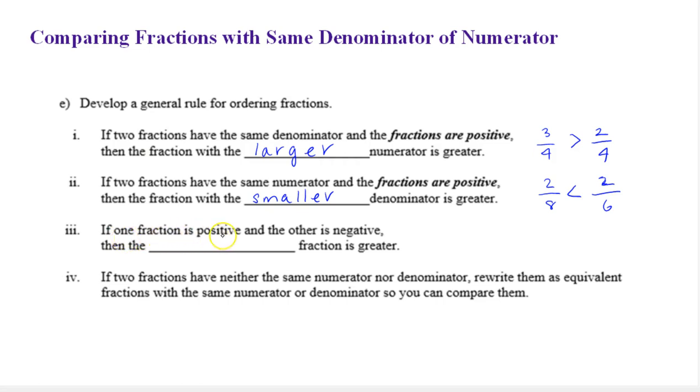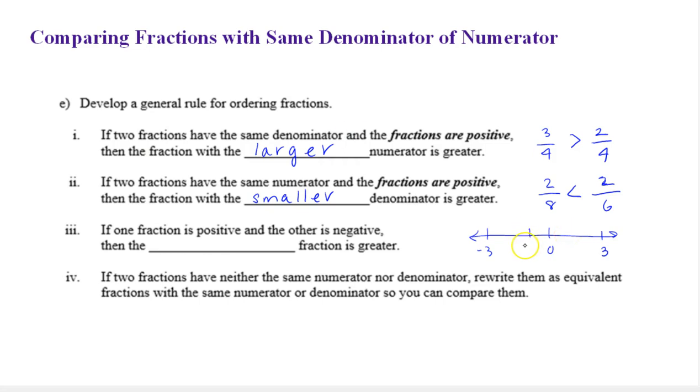If one fraction is positive and the other is negative, then the blank fraction is greater. So we saw this with integers. Let's just draw a number line. Say this is -3 and this is +3. 3 is greater than -3 because it's to the right of -3 on the number line. The same idea is going to work with fractions.